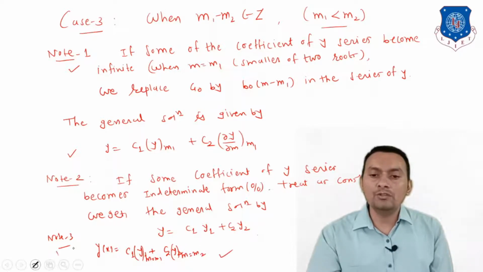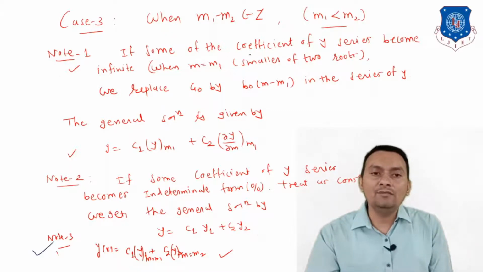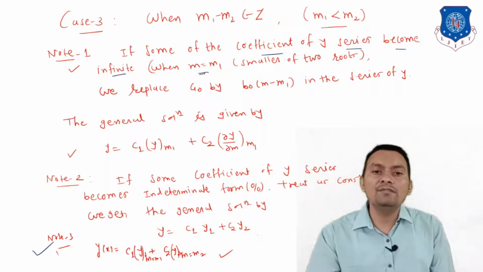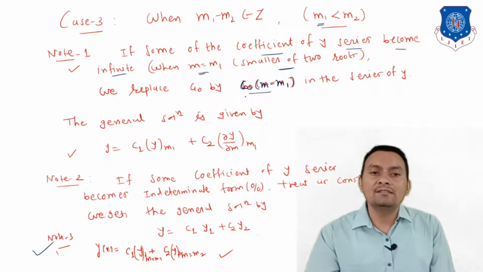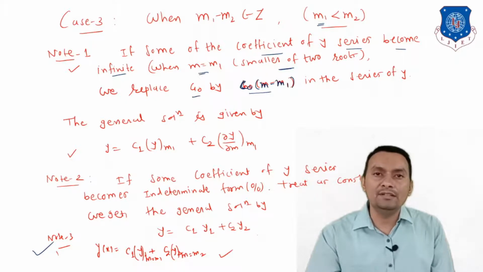What I am going to focus on here is that whenever the coefficient of the y series becomes infinite, in that case we replace a0 by c0 times (m minus m1), for the smaller value m equal to m1, because we have assumed that m1 is the smaller value and m2 will be the larger one. So we will replace a0 by c0 times (m minus m1).